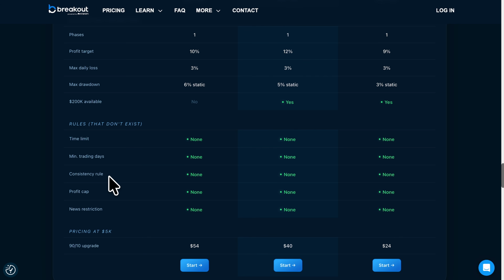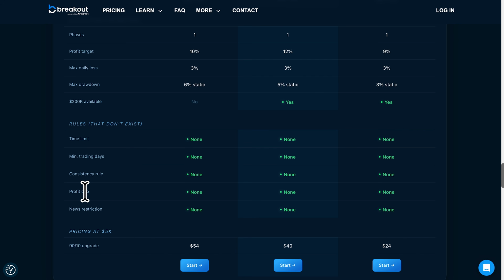So if you win $10 from one trade and you win, let's say, $1,000 from the next trade, that is not a good consistency rule, so they will cancel your account. But on Breakout, there's nothing like that. You can win any amount you want. You can close your trade at $10 profit, $1,000 profit, or any amount you prefer.